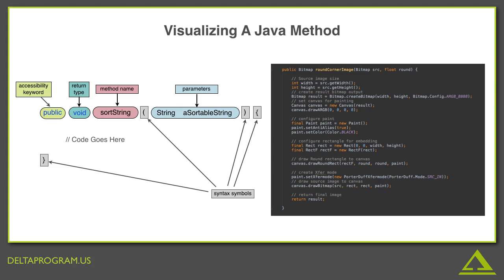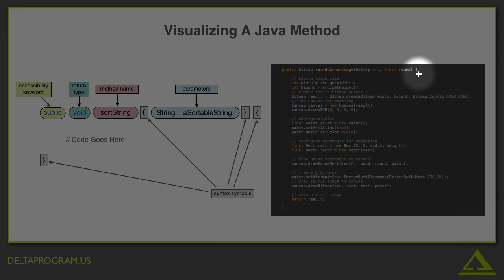Here's an example of an actual method. If you want to test yourself, pause the video and identify the 5 components of the method signature, starting with the syntax symbols. Okay, now let's go over this together. The braces represent the beginning and end of the code, as you can see them here and here. So this entire block of code is the method signature.